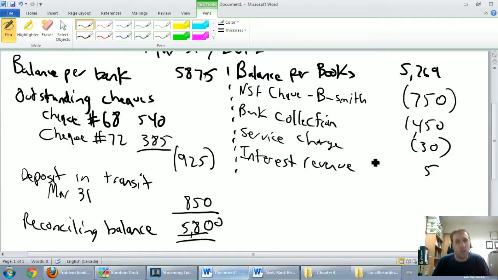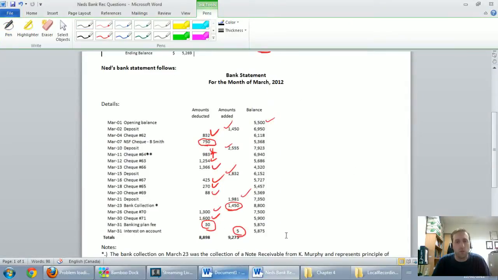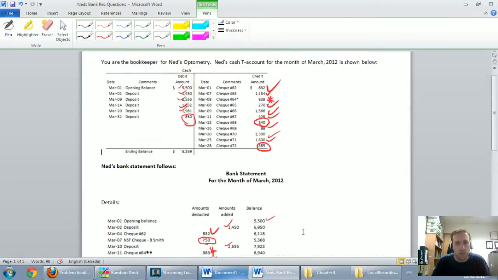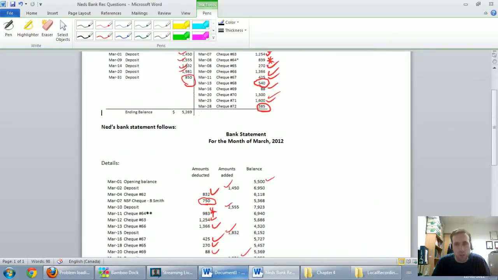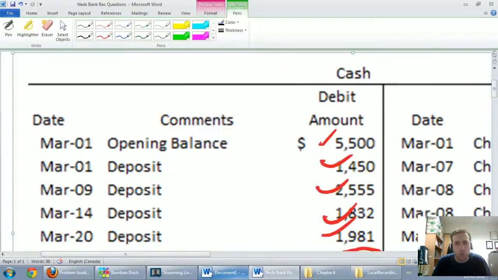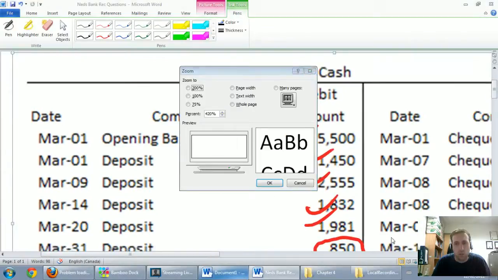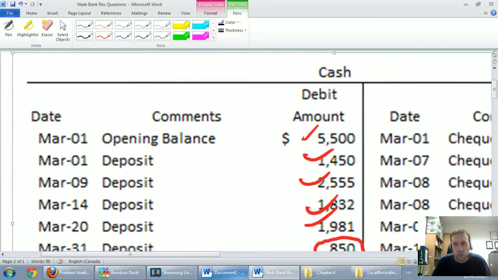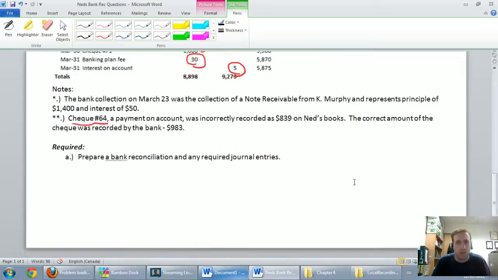So the last item we need to look at before our bank rec is complete, we did kind of the easy stuff. Now the hard one. This 983 and 839. I just want to read the issue again, and I'll zoom in a bit closer here. Oop, not that close. Sheesh, what's going on here? Let me go to there. That's better.